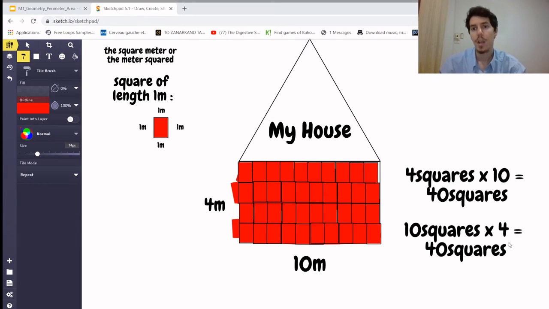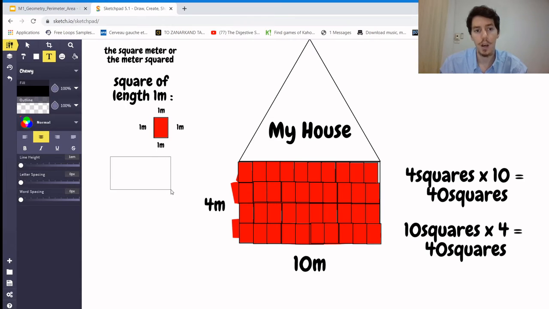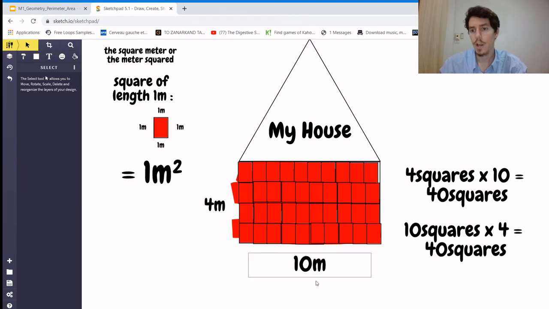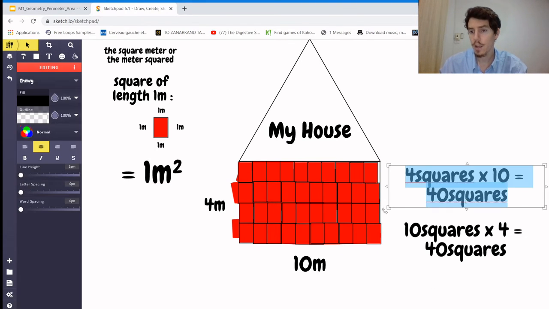Okay, guys. So when someone asks you how much paint you need to paint your house or to paint a shape, and later in geometry, when I will ask you what is the area of something, you will use this square. Okay, the square meter or the meter squared. And the way to write it when you want to write the answer, we will write it like this: 1 meter squared. Okay, this is 1 meter squared, or 1 square meter. All right, guys. Okay, so if we look at this part again, so now we're not going to say it's 40 squares. We say it's 40 meter squares, square meters.